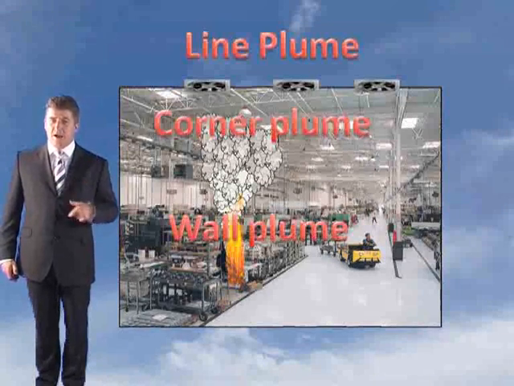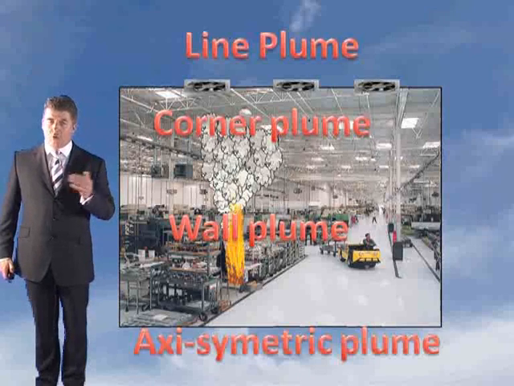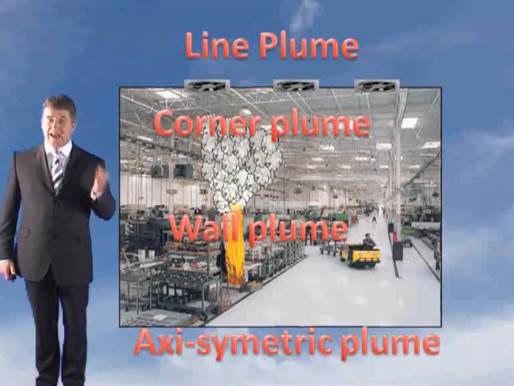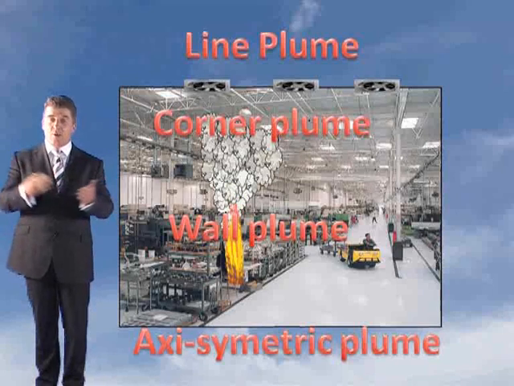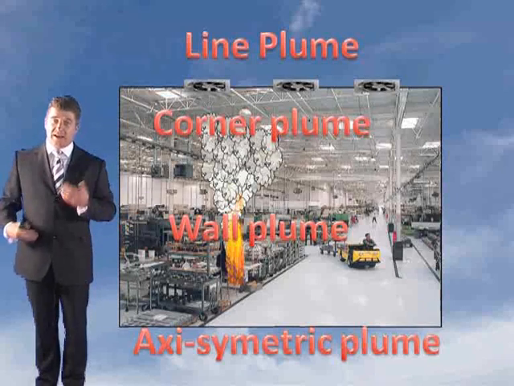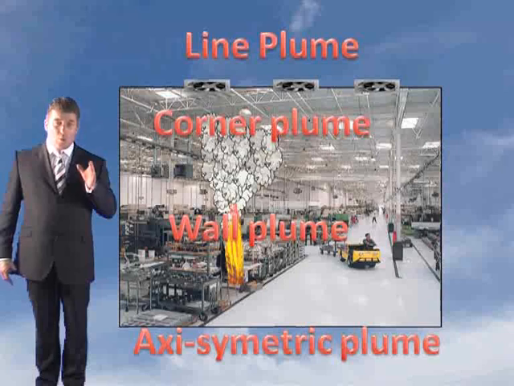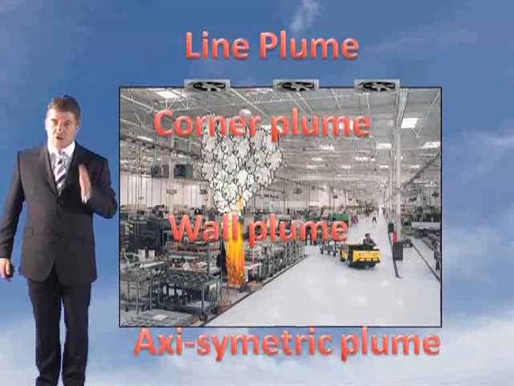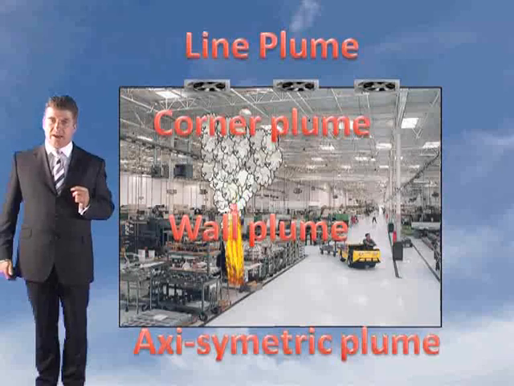Is it a line plume, corner plume, wall plume, or an axisymmetric plume? Well, in the design stage it was identified that it was an axisymmetric plume because it could have been anywhere inside the atrium, and that will give you the most flow rate of smoke due to the air coming in at different angles. So an axisymmetric plume will give you the maximum amount of smoke. So we know the type of plume, it's an axisymmetric plume.